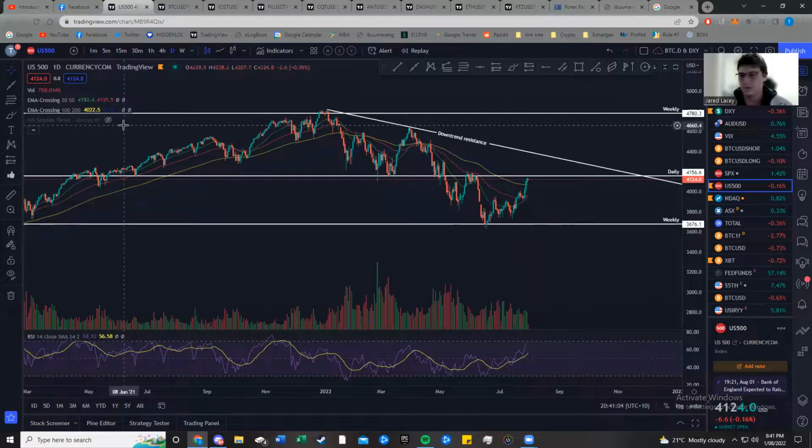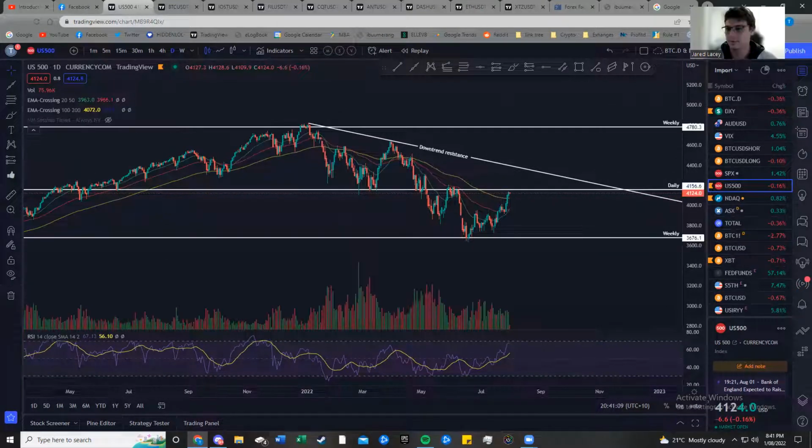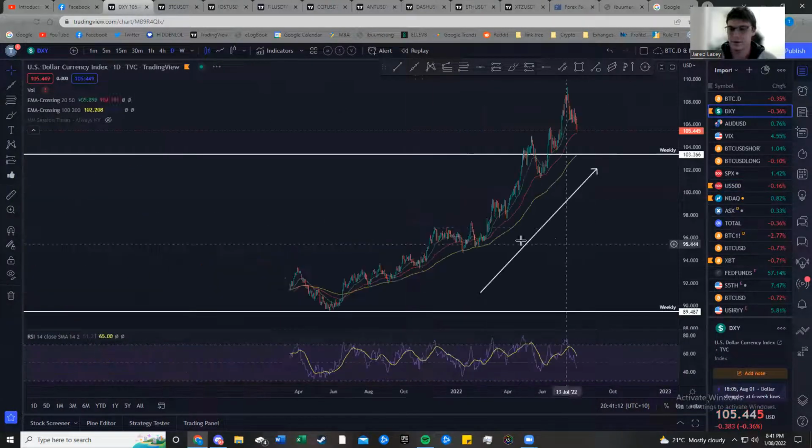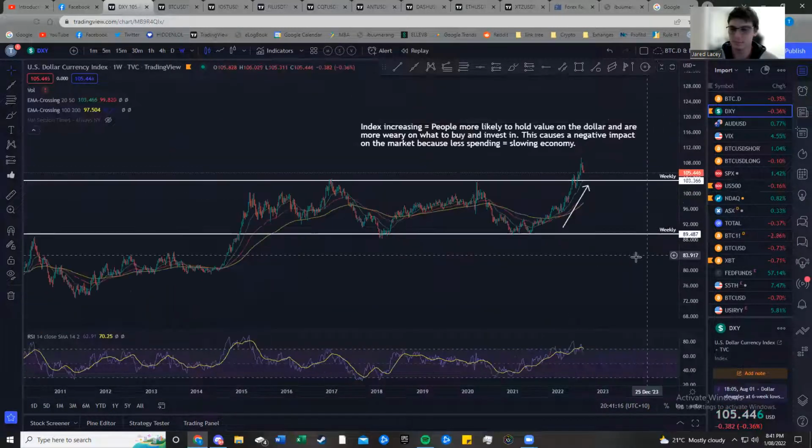So that was the NASDAQ before. That was the S&P 500. This is the S&P 500. So next I'll move to the dollar index, the US dollar index. I'll look at the weekly chart because it looks a little bit better.